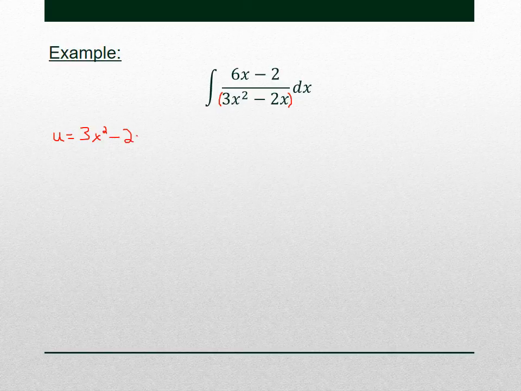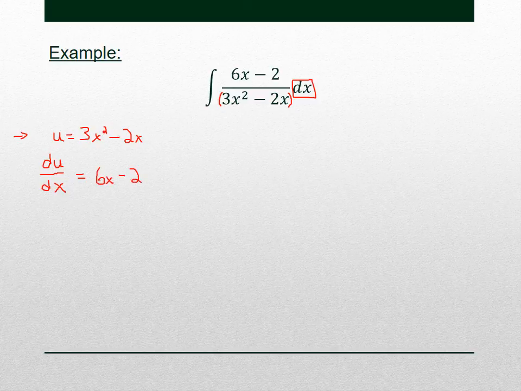So I'm going to choose that for u. And then I'm going to want to kill off this dx and get it instead to be a du just like before. And the way I do that is take the derivative of this thing with respect to x. On the left side, the derivative of u with respect to x is just that symbol du dx. And the derivative of 3x squared minus 2x with respect to x is 6x minus 2.